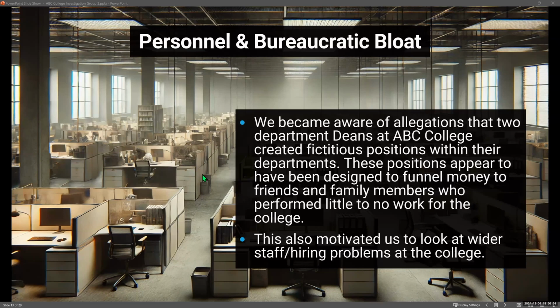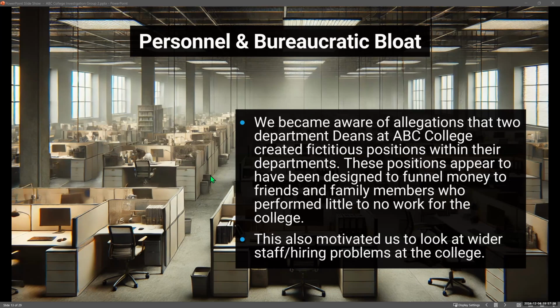Maybe somebody that was interviewed just decided to vent, and so our team became aware of allegations that two department deans at ABC College had created what may be called fictitious or questionable positions within their own departments. These positions appear to have been designed to funnel money to friends and family who performed little to no work for the college in these new questionable positions. This also motivated us to take a look at wider staff and hiring problems at the college.